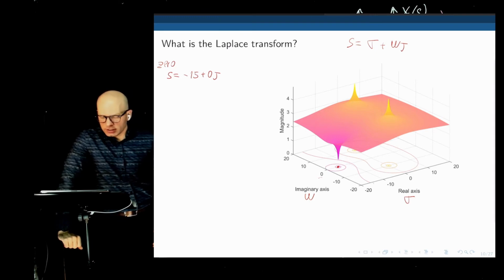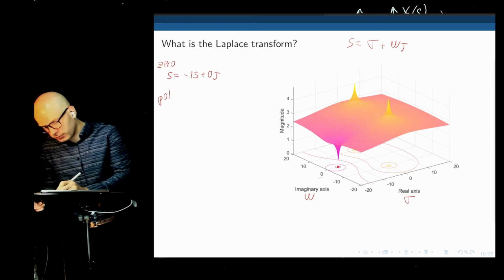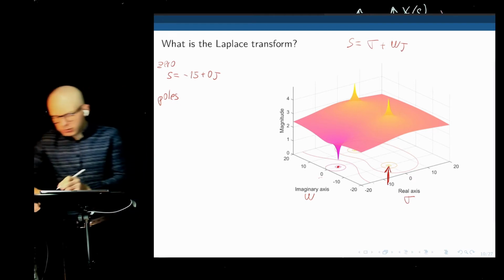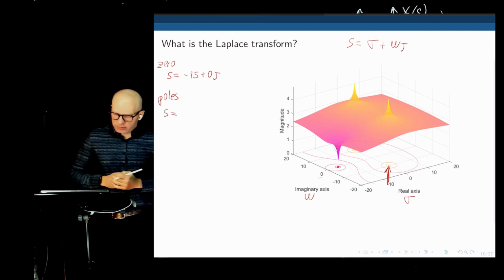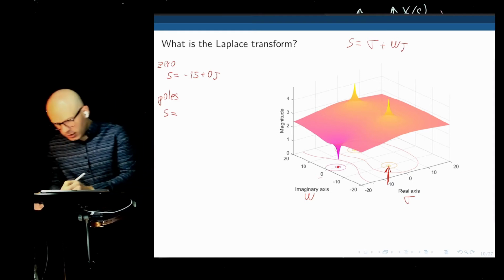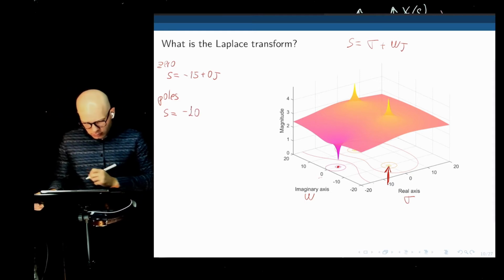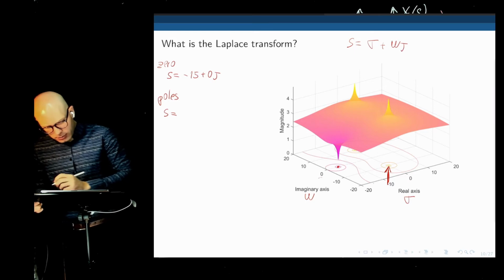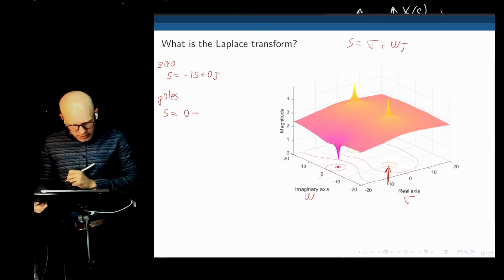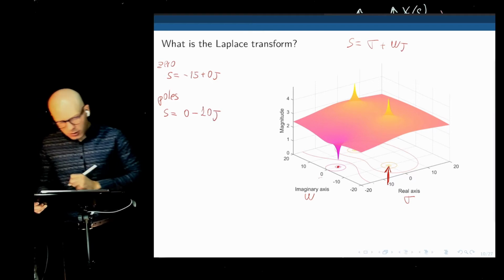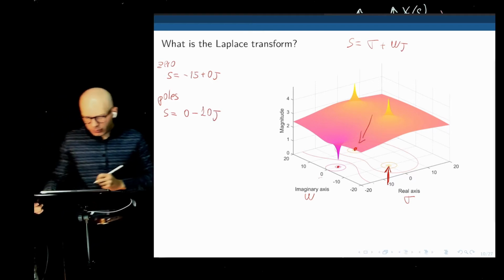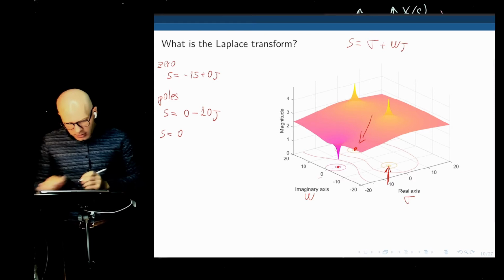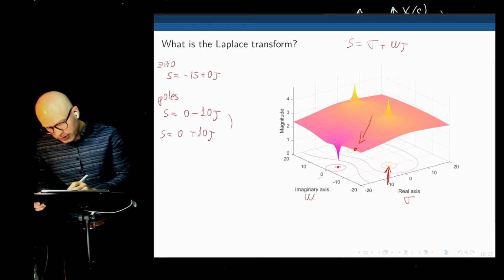Okay. What else can you identify here? Where are the poles? Let's look at this one here. Where is that pole? S equals what at that point? Zero for sigma. Yeah. Zero, minus 10. Yeah, very good. And there's another one in the back there. What is that one? Is it along the same line? And it's plus 10. All right, see, complex conjugate.